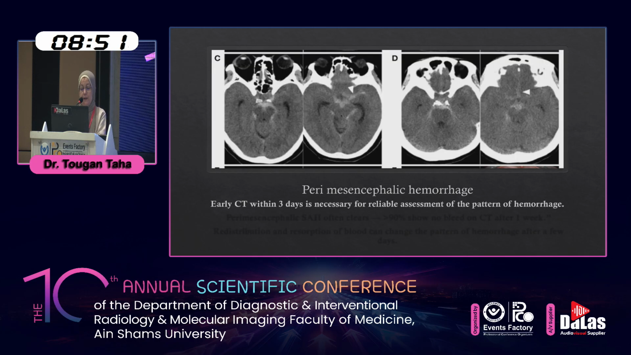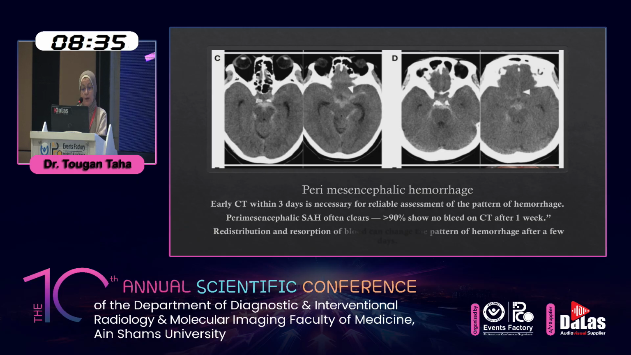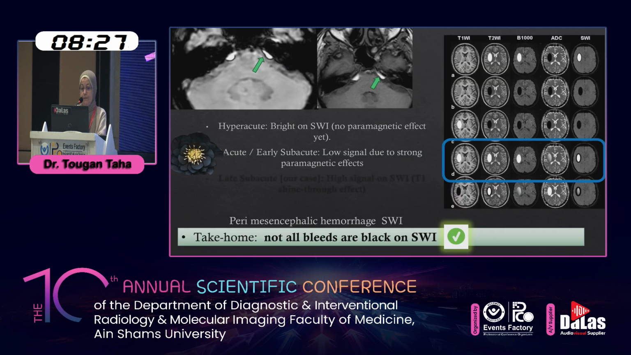Early CT within 3 days is necessary for reliable assessment of the pattern of hemorrhage. Perimesencephalic subarachnoid hemorrhage often clears. More than 90% show no bleeding on the CT after 1 week. Redistribution and resorption of the blood can change the pattern of hemorrhage after a few days.